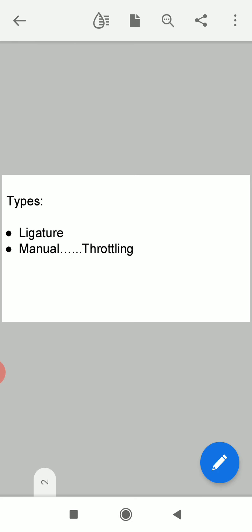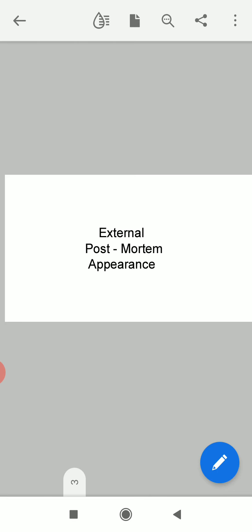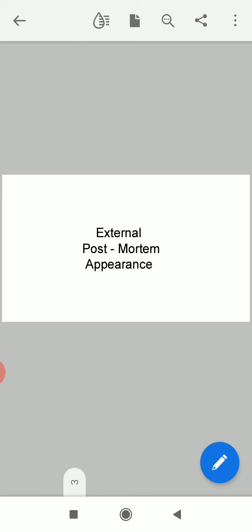There are two types of strangulation, ligature strangulation and manual strangulation. In ligature strangulation, a ligature is used to strangle the neck of the person. In manual strangulation, the hands are used to strangle the neck. Manual strangulation is also known as throttling. Now we'll discuss the external postmortem appearance in case of death from strangulation.